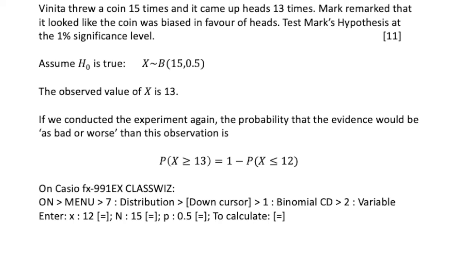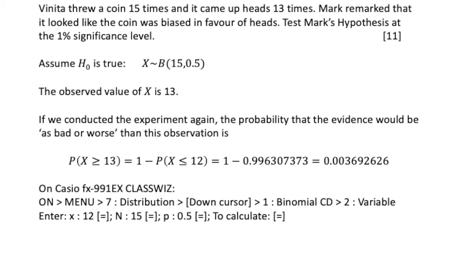And if you hit equals one more time, your calculator will give you that probability on the screen, which is 0.996307373. So a fairly high degree of precision. So remember, we want the complement of that. We want 1 minus that. And that will give this rather small value, 0.003 and so on.